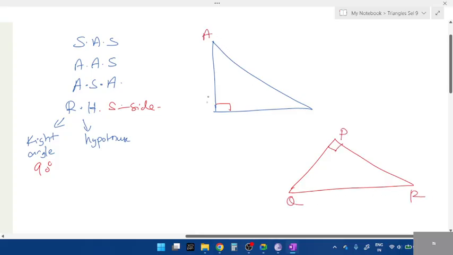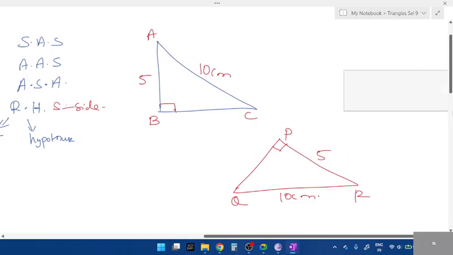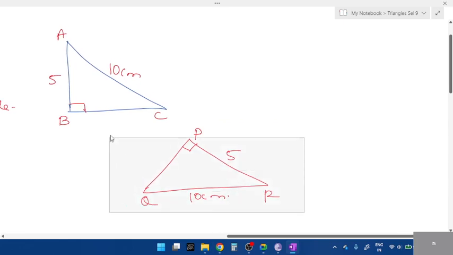PQR, ABC. So concentrate, this chapter is actually tough. It's a geometry concept. If you don't understand the basics, if you're not concentrating, it is really tough when we start solving the questions. ABC, PQR. Next, I'll take the hypotenuse as 10 centimeters, 10 centimeters. AB as 5, PQ as 5. Now these two are said to be congruent under RHS, students. Congruent under RHS.